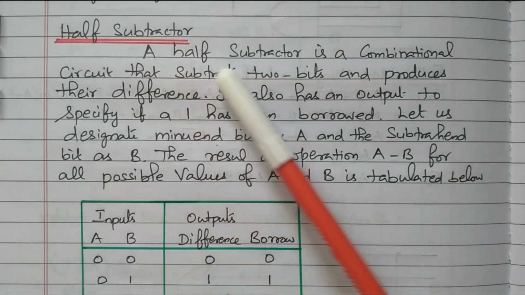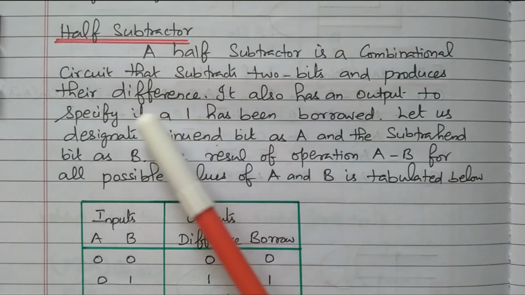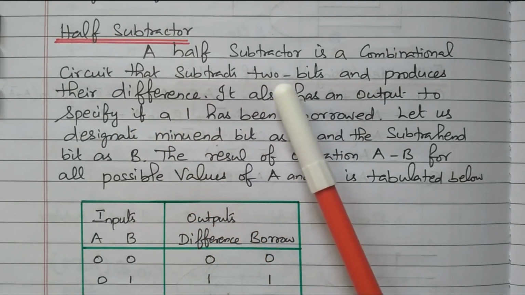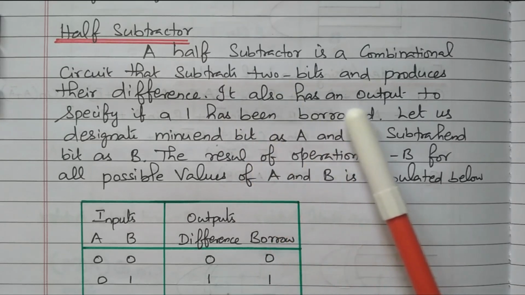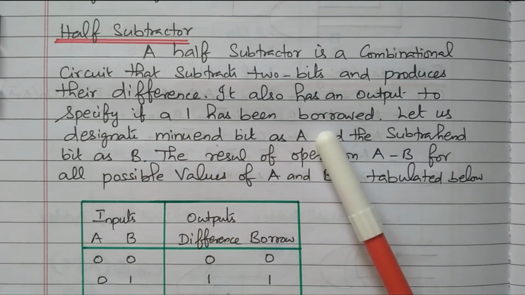A half subtractor is a combinational circuit that subtracts 2 bits and produces the difference. So the half subtractor will perform subtraction of 2 bits, and the full subtractor will perform 3 bits. It also has an output to specify if a 1 has been borrowed, so it gives the details about the borrow, whether 1 is borrowed from the previous digit. So there are 2 inputs, A and B, and 2 outputs, difference and borrow.